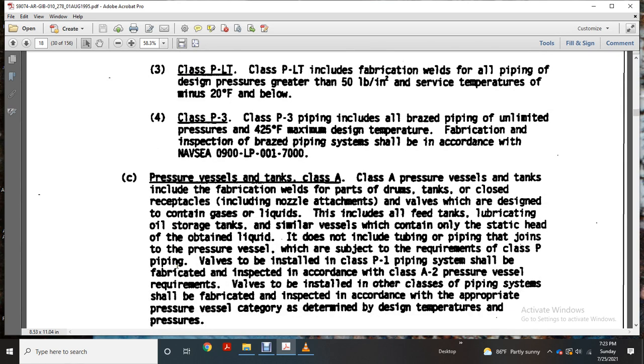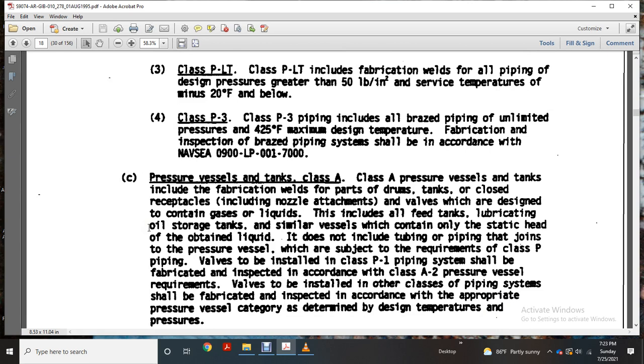Pressure vessel and tank Class A. Class A pressure vessels and tanks include the fabrication welds of the part with the drum of the tanks with the receptacle, including the nozzle attachments, which are designed to contain gas and liquid. That includes all feed tanks, lubricating oil storage tanks, similar vessels which only see static head of contained liquid. It does include the tubing of the piping that joins the pressure vessel with subject requirements.